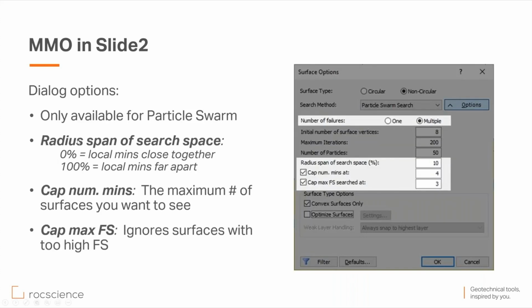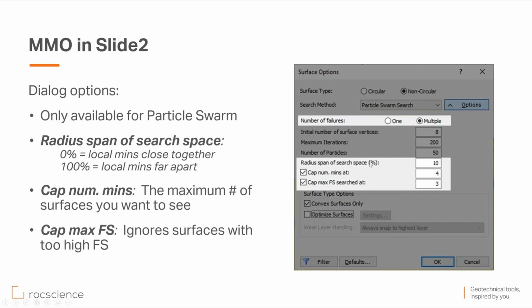I'll show the dialog for Slide 2, but associated with this new algorithm, we now have a few new features that we want to highlight. So first of all, I do want to note that this number of failures multiple option is only available for particle swarm at the moment. And we have these 3 new boxes here.